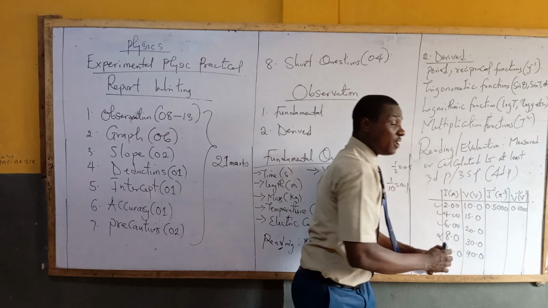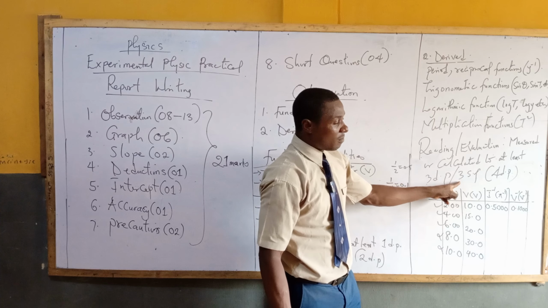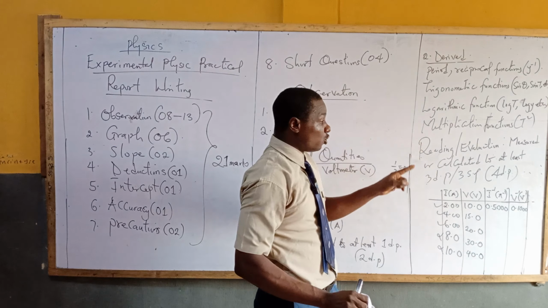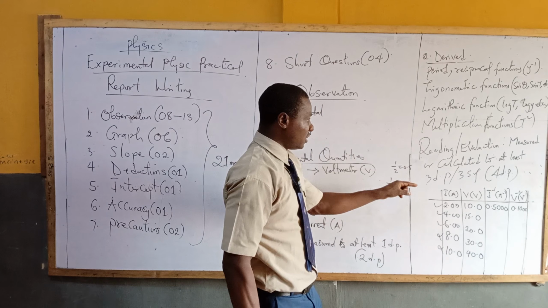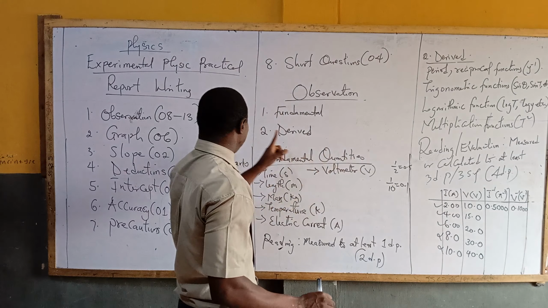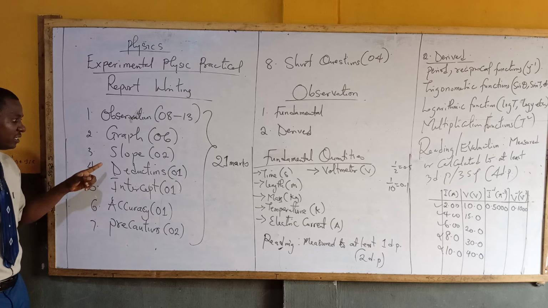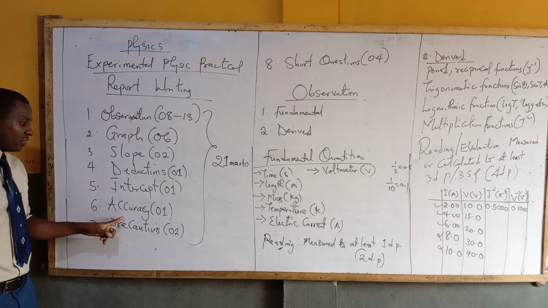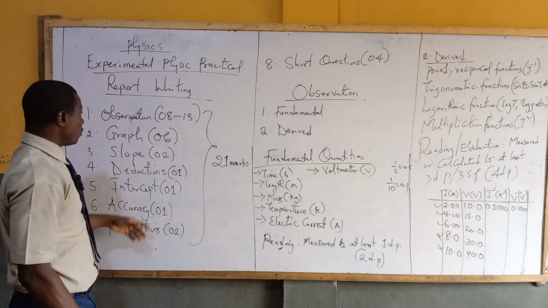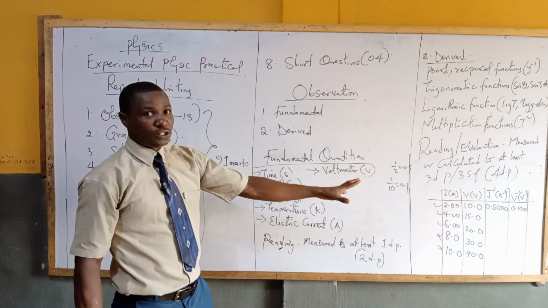So whatever you have done, make sure you maintain it down. If you can obey this simple decimal point and significant figure rule in whatever you are doing, then you should be able to do well in your physics practical as it has to do with the observation. Remember that observation is not the only thing we have. We also have the graph aspect, the slope, the deduction, the intercept, the accuracy, the precautions, and the short question aspect. So for today, we have just considered the observation aspect.